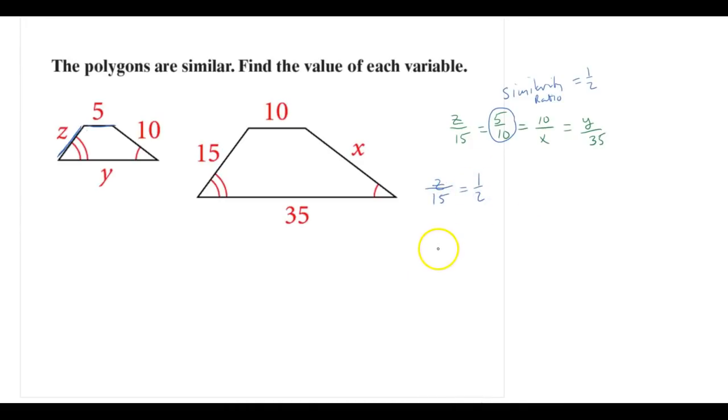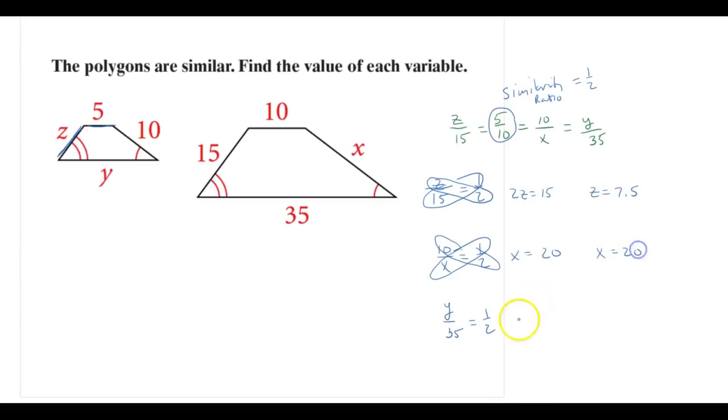Then I'm going to set 10 over x equals 1 over 2. Then finally, y over 35 equals 1 over 2. And when I cross multiply and solve, 2z equals 15, z is equal to 7.5. Here, x is equal to 10 times 2 is 20. So x is equal to 20.